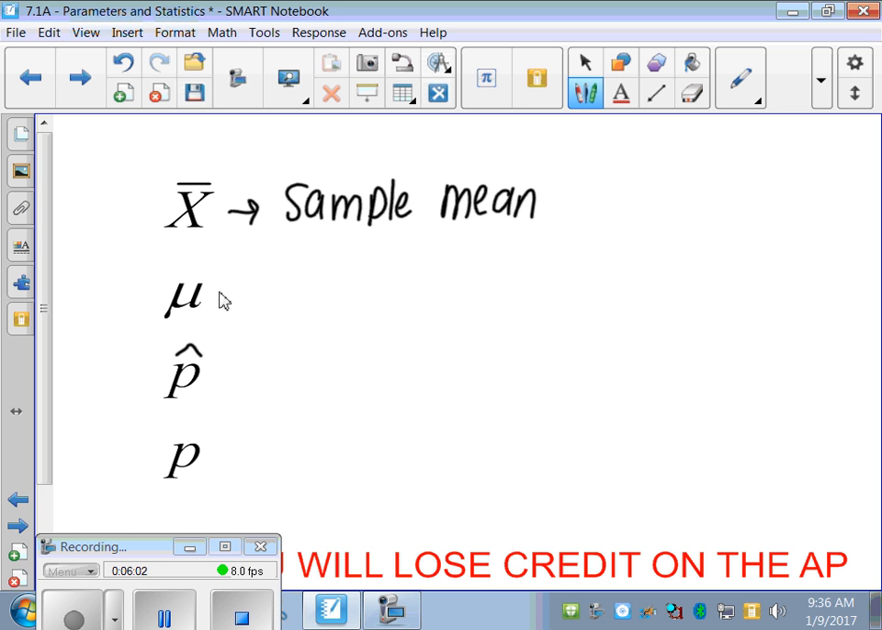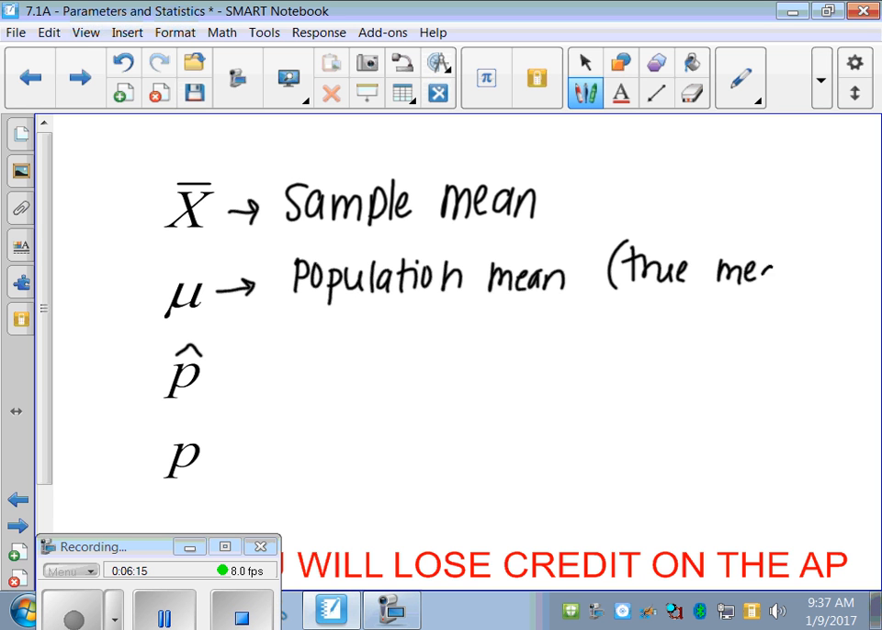Okay, mu represents the population mean. Another word you can use is the true mean. Okay, so a lot of times we take a sample and we're trying to find the true mean. Okay, then we have p hat and p. So p hat is a sample proportion.